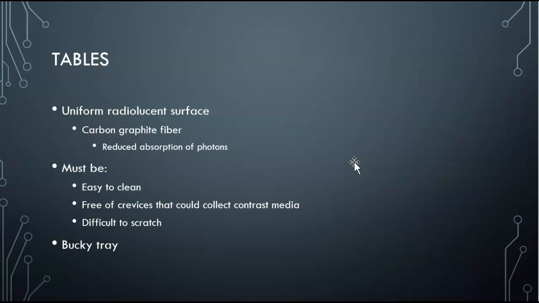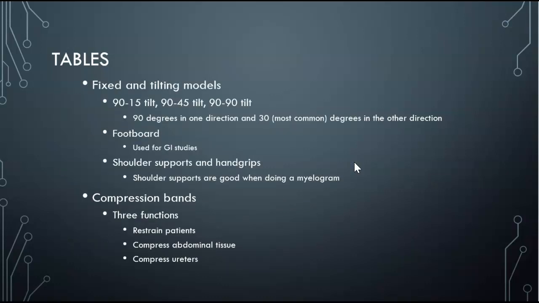These X-ray tables typically have a bucky tray. Some of the units have built-in DR plates in them, but most of them have a bucky tray where you can load a CR or DR or even film cassette. All right, so there are fixed and tilting tables, okay? They can tilt head to toe is what I'm trying to say. So you can do a 90-50 tilt, a 90-45, or a 90-90. Ninety degrees in one direction and 30 degrees in the other direction is most common.